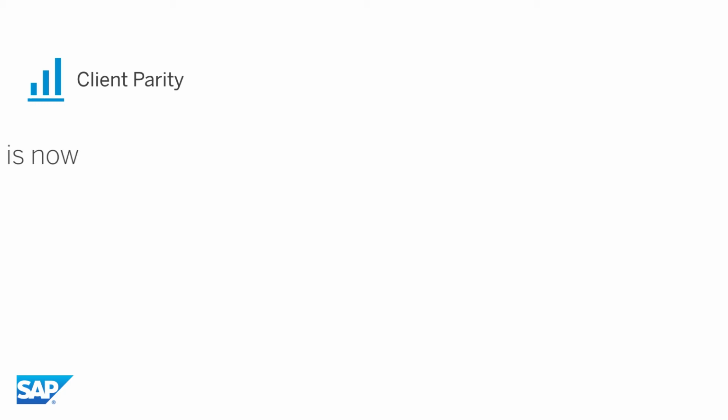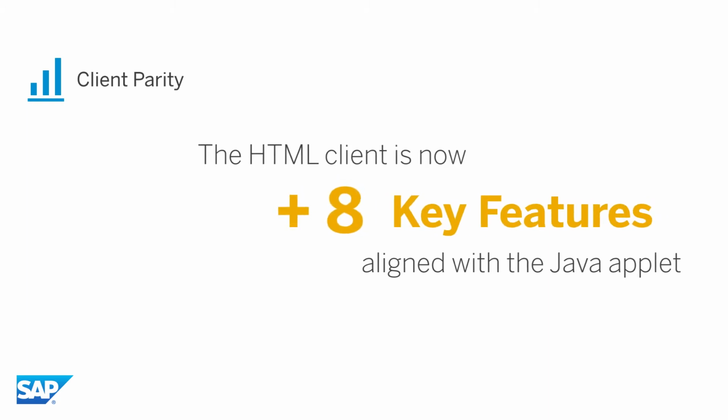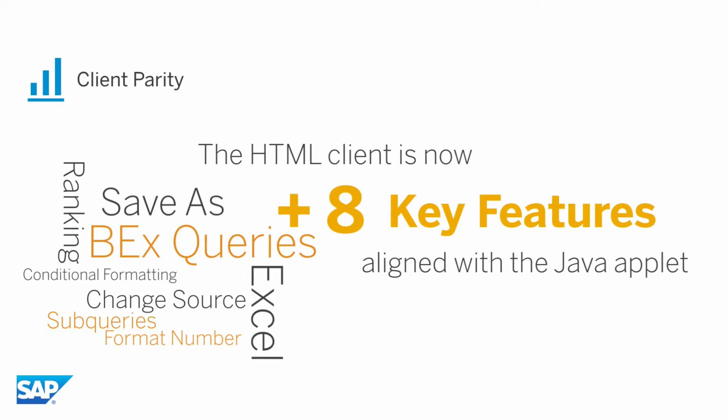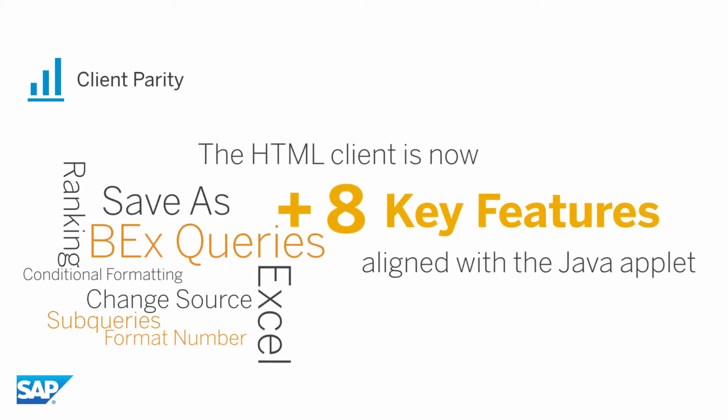In this release of Web Intelligence, the HTML client has been improved to align its abilities with that of the Java applet. Crucial features are now available in the HTML client, such as change source wizard, BEx queries or Excel spreadsheets as data sources, apply conditional formatting, and many more.